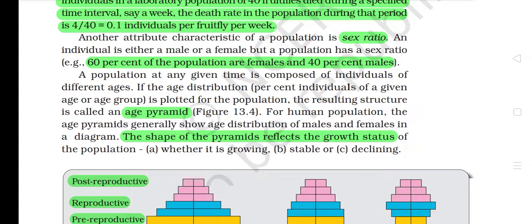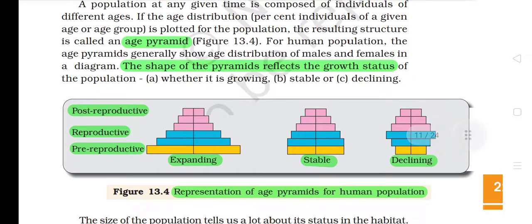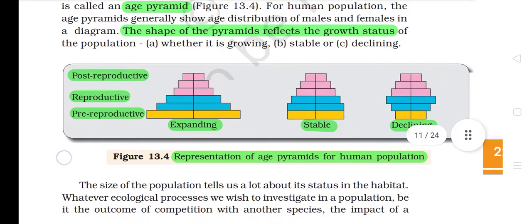An individual is either a male or a female, but a population has a sex ratio. For example, 60% of the population are females and 40% males. A population at any given time is composed of individuals of different ages. If the age distribution, percent individuals of a given age or age group, is plotted for the population, the resulting structure is called an age pyramid. For human population, the age pyramids generally show age distribution of males and females in a diagram. The shape of the pyramids reflects the growth status of the population, whether it is growing, stable, or declining.